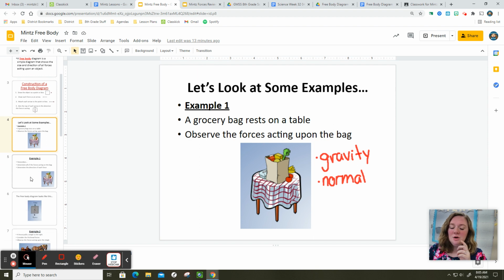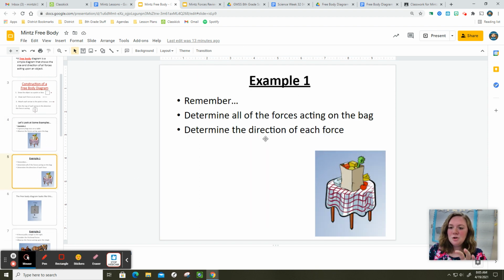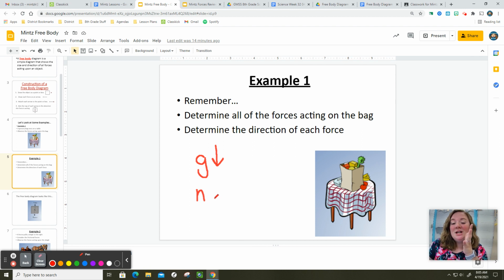If you don't know what I'm talking about, go back to your force notes. So if we have that example, so far we wrote gravity and normal forces. Now let's talk about the direction. The direction of gravity, I'm just going to simplify and put G. Gravity pulls us down, right? That makes sense. Now, normal, I'm going to say that's N. The normal force is going to push us up. That's going to keep that bag from falling through the table. So we have a normal force going up.